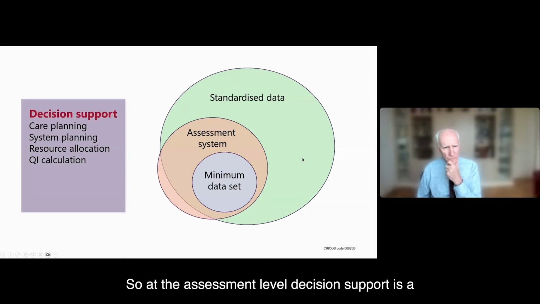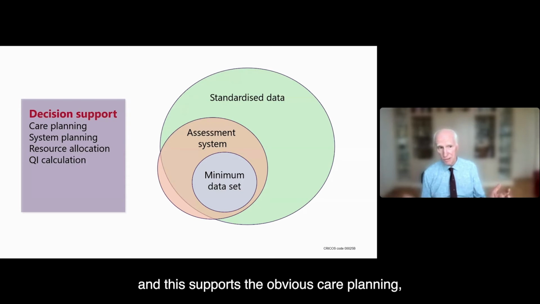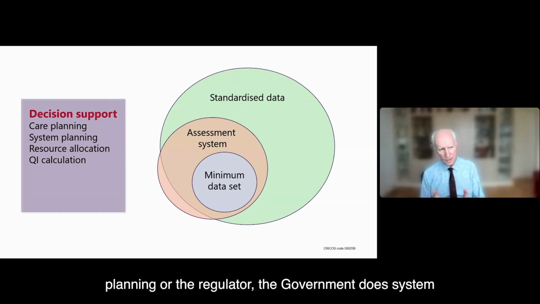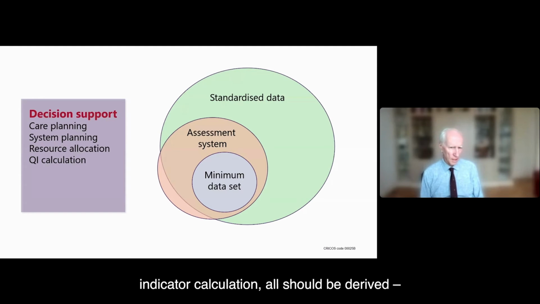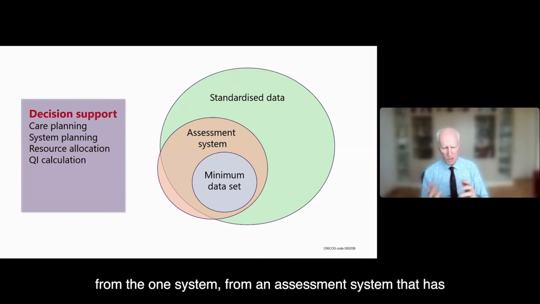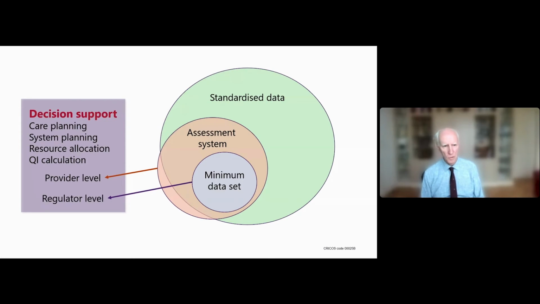So at the assessment level, decision support is a product of data that sits inside an assessment system, and this supports the obvious care planning, but also the way in which an organisation does its own planning, or the regulator, the government, does system level planning. Resource allocation and quality indicator calculation all should be derived, and I think Emma referred to this in her discussion, from the one system, from an assessment system that has the right data in it, that then becomes available for all these other functions.